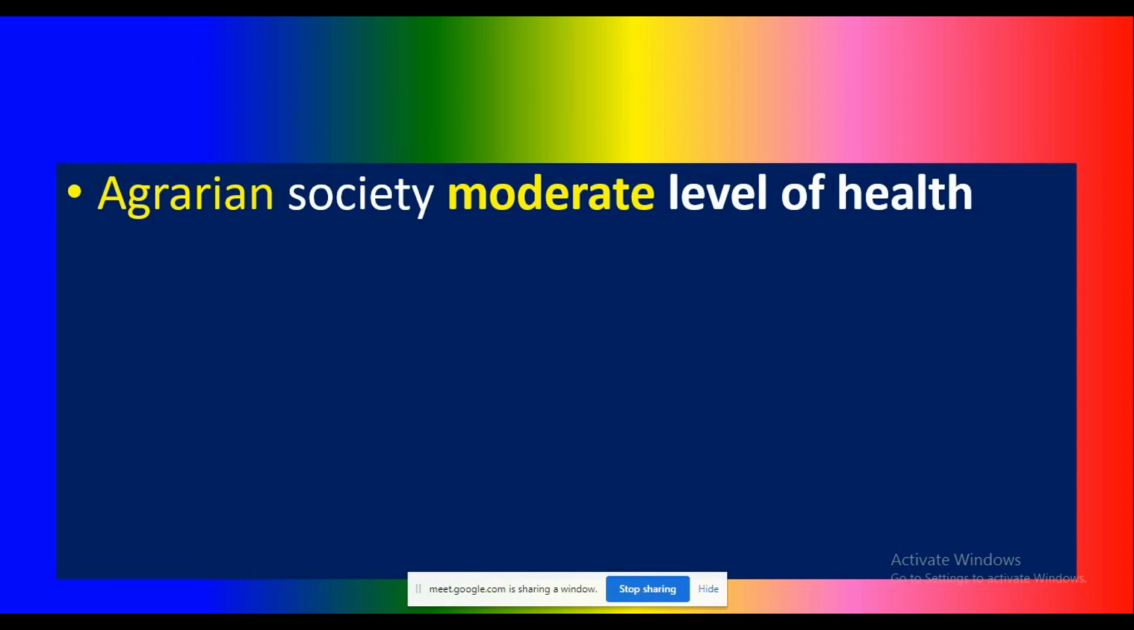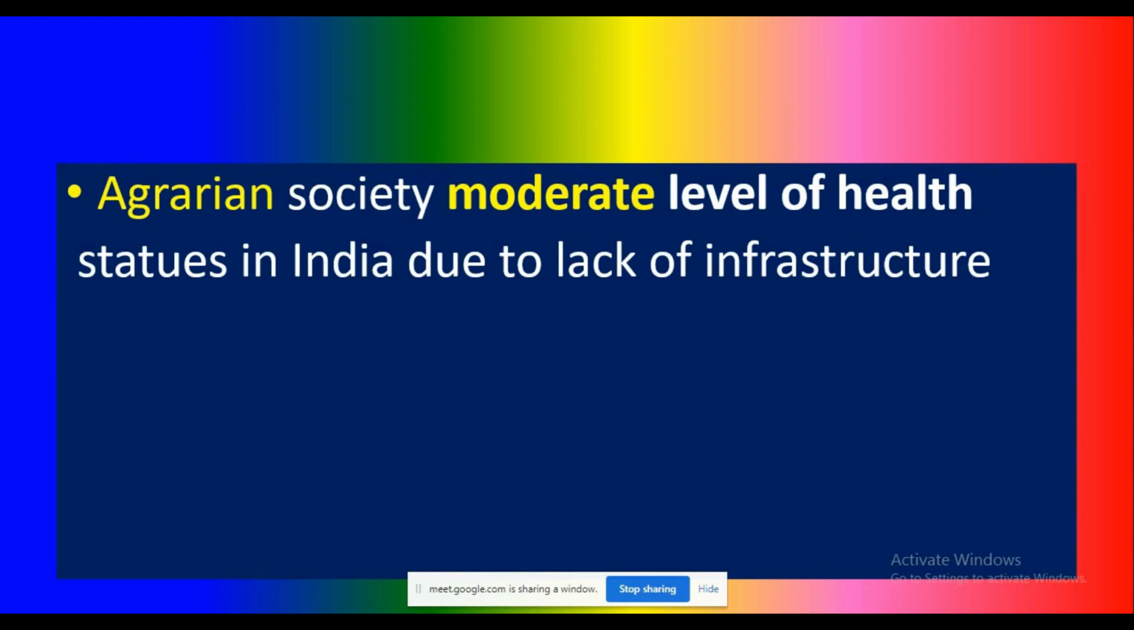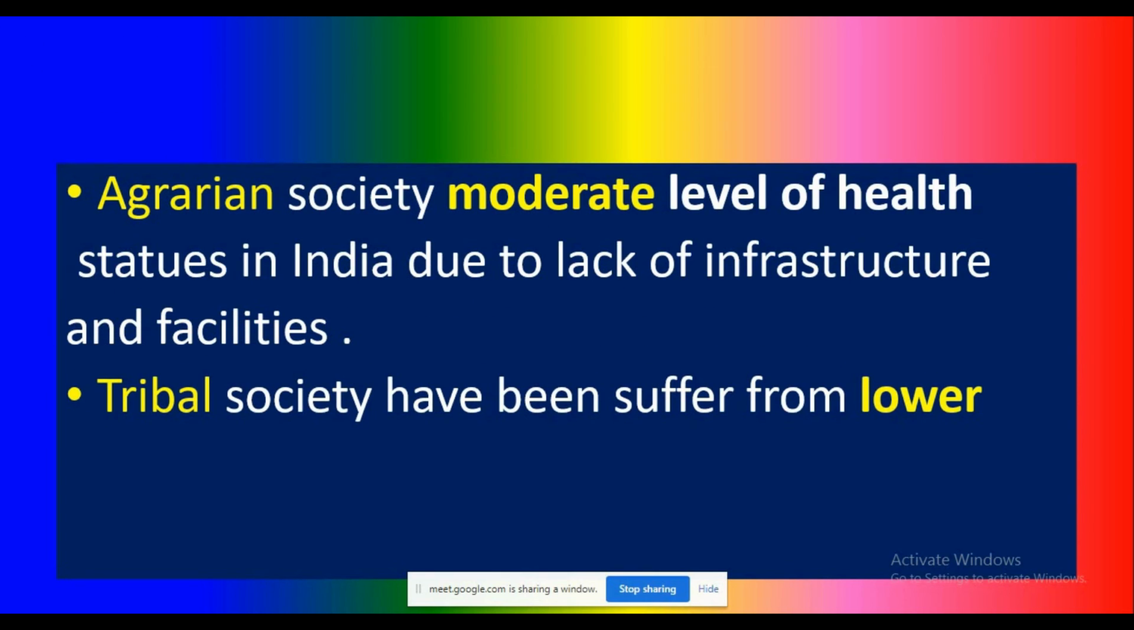Then agrarian society has a moderate level of health status due to lack of infrastructure and facilities. In agrarian society there are only primary health centers, there are no super specialty hospitals. Then there is illiteracy; in the maximum of Indian villages, people suffer from illiteracy. So this leads to health status at a moderate level.